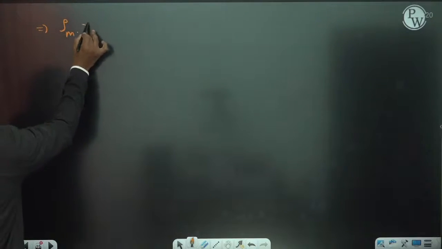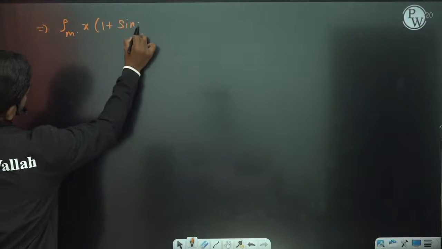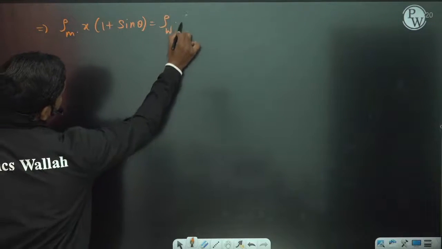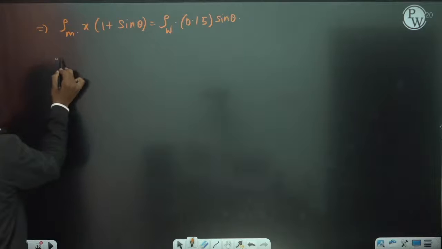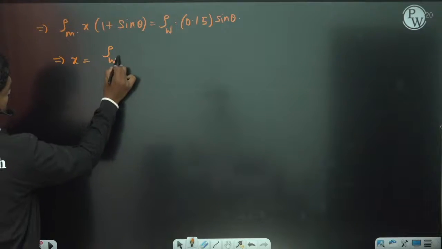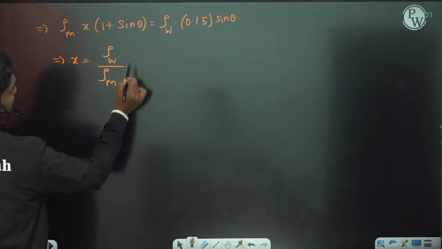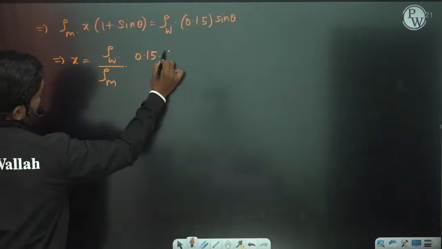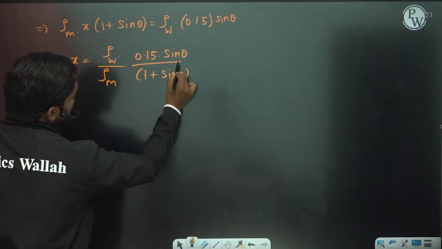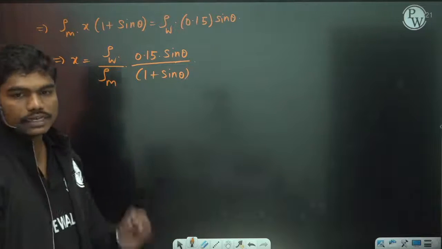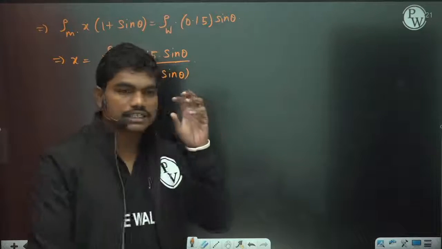So now let us see this equation. In this equation, rho manometric fluid times x into 1 plus sine theta is equal to density of water times 0.15 into sine theta. This is what you have. So what is x value? x is nothing but density of water by density of manometric fluid into 0.15 sine theta by 1 plus sine theta. So this is the expression for the increase in the mercury level x.